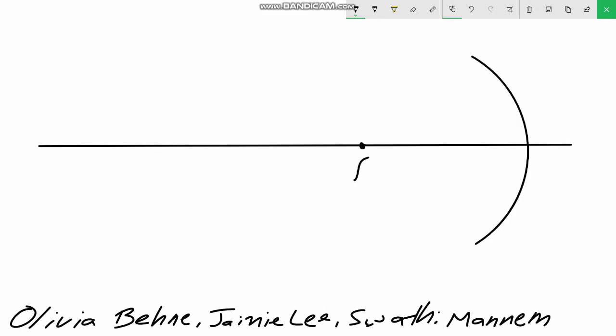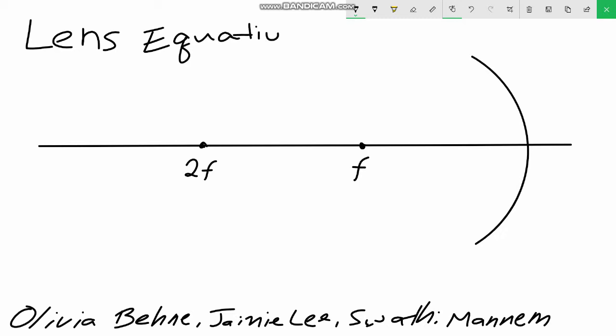The lens equation, or mirror formula, expresses the relationship between an object's distance from a mirror, the image's distance from a mirror, and the focal distance. To start, we have a concave mirror and a principal axis, labeled as the focus and the center of curvature, or 2f. And this is the lens equation.